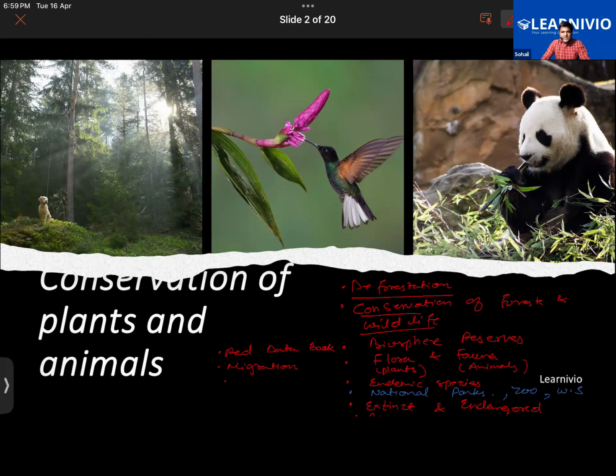Also, there's a concept of hibernation. It's not in the chapter, but you should be aware of that also. What is hibernation and why do certain animals go through hibernation? What is the benefit of it? Okay, now. So hibernation is also there. Mainly bears do hibernation. Hibernation means they sleep, basically. Exactly. It's a long sleep.